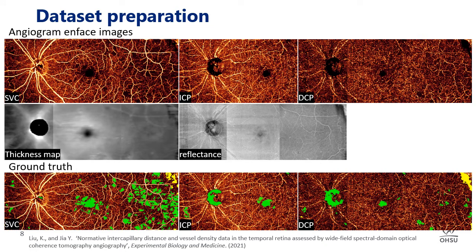The dataset used for training our algorithm contains three retinal plexuses: the superficial vascular complex, intermediate capillary plexus, and the deep capillary plexus. Considering the flow signal in the ICP of the temporal side is very sparse and the signal strength is very low, we removed the ICP of the temporal side, and in the DCP, we merged the ICP into the DCP in the temporal side. The dataset also contains thickness maps and reflectance images for shadow artifact detection. The ground truths were manually delineated by certified experts. The green color represents NPA and yellow is shadow artifacts.